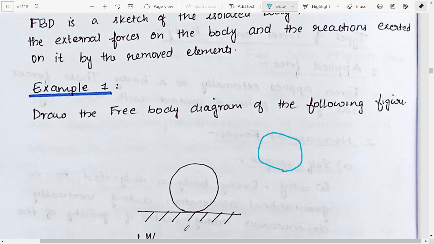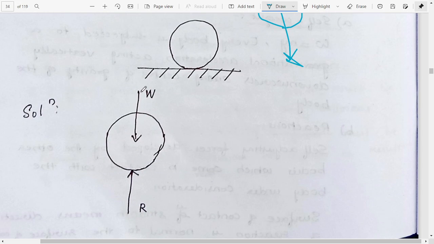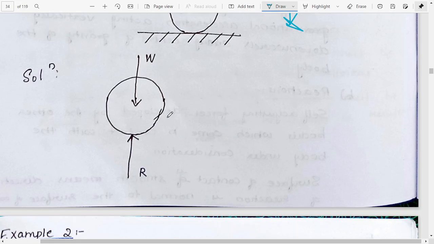There is just the normal force acting here and the weight of the body downwards. So here we will have a W this side, and a normal reaction this side. I hope this is the answer. Here we have the W, which is downwards, and the reaction force on the upper side.